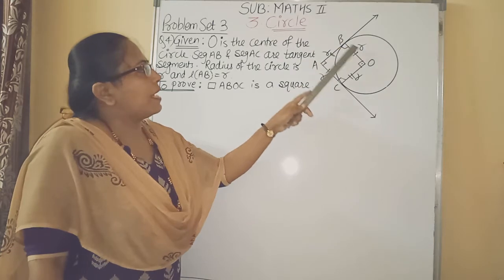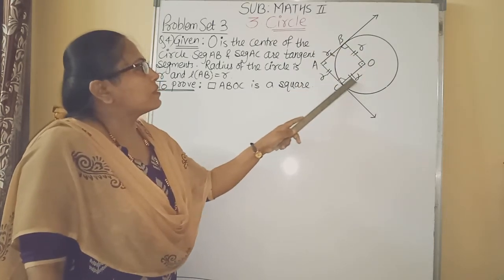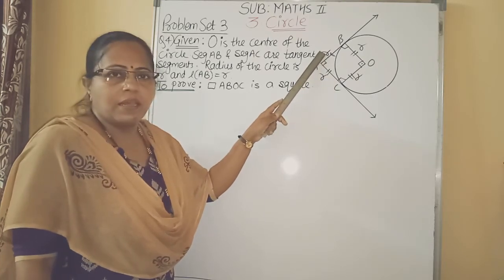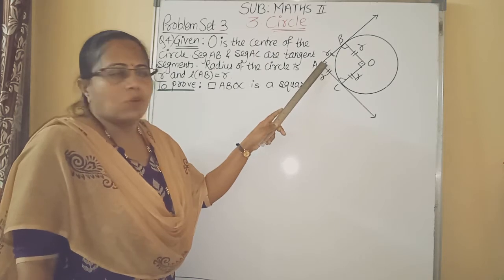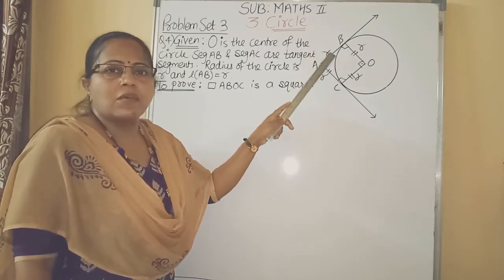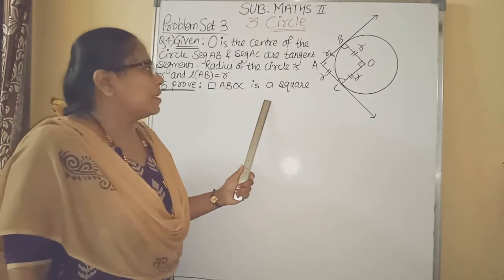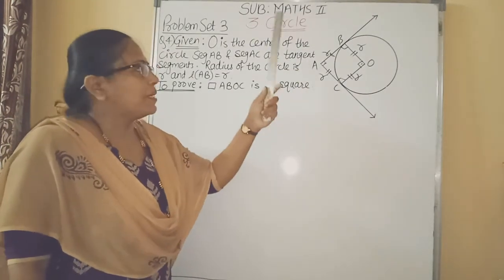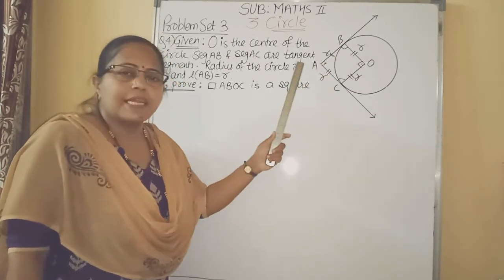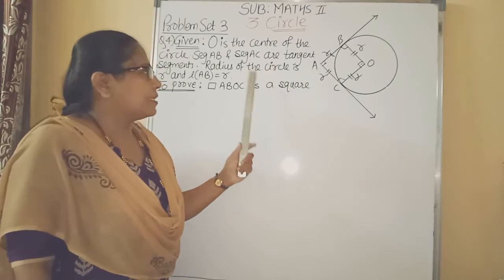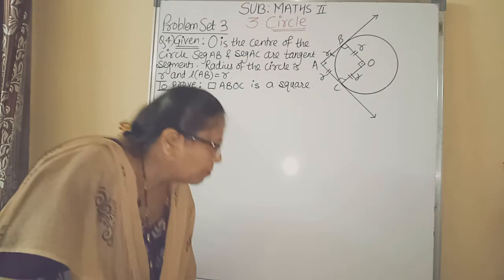So in this quadrilateral, all four sides are equal in length and each angle is 90 degrees. So this is a square. So this way we proved quadrilateral ABOC is a square. First we proved it is a rhombus. Then we got each angle is 90 degrees. So that it is a square. Followed? So let us write the proof.